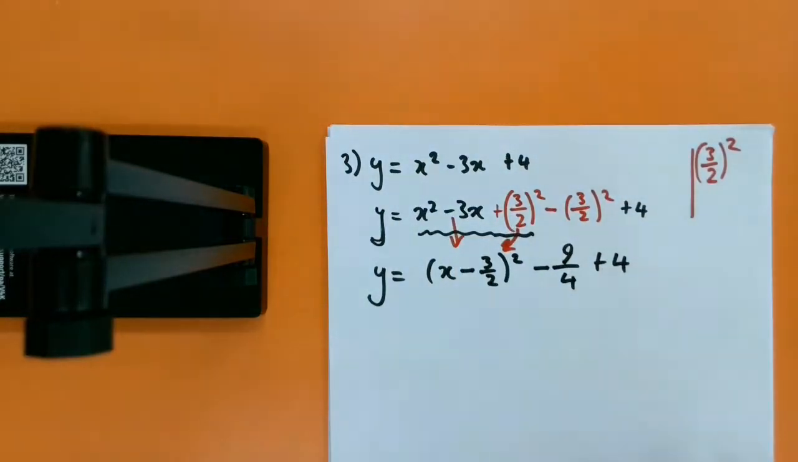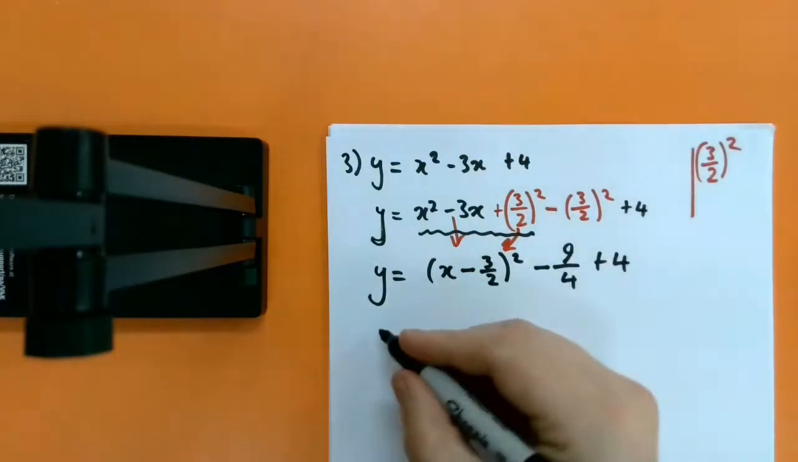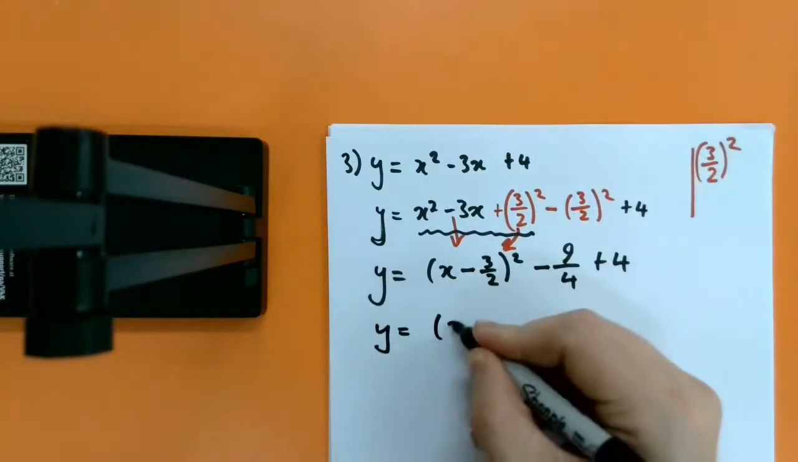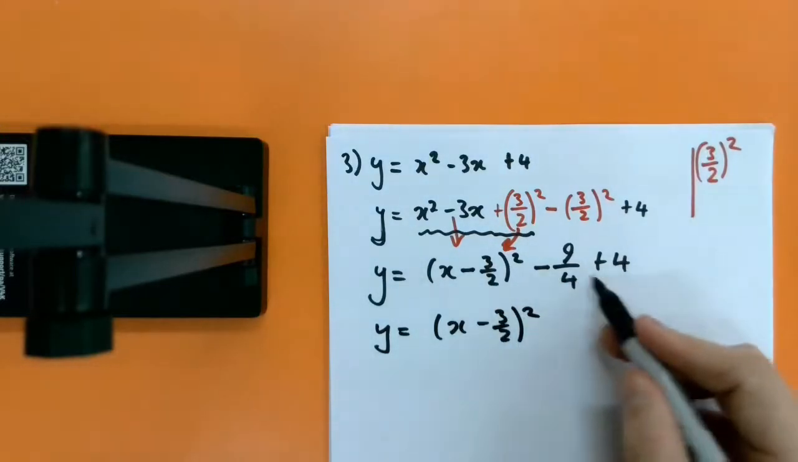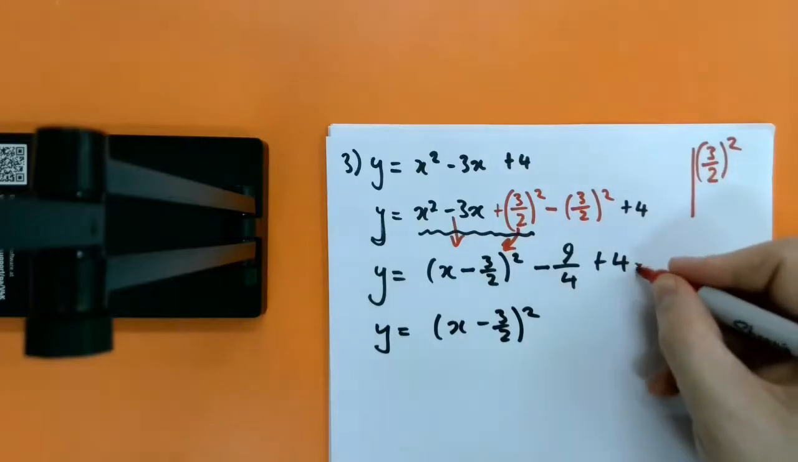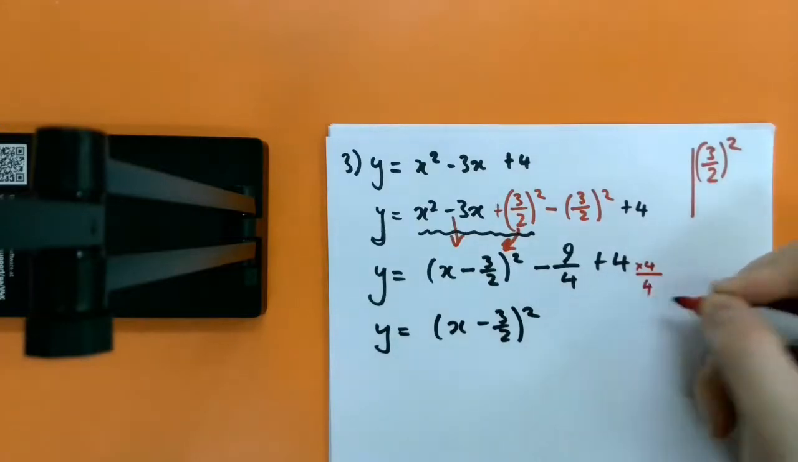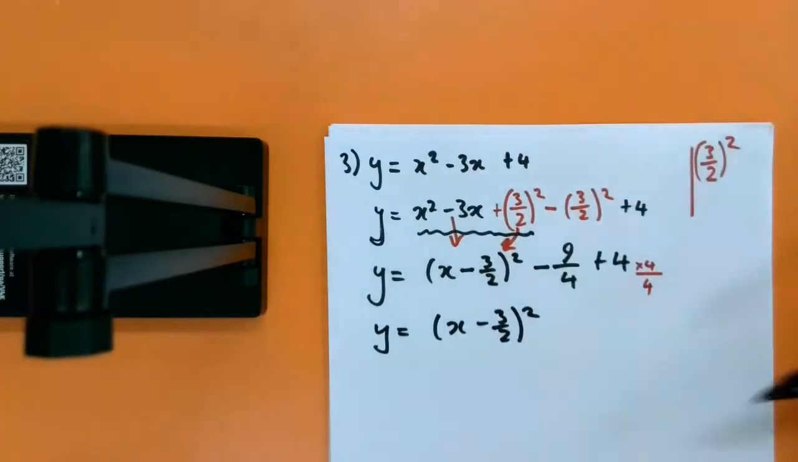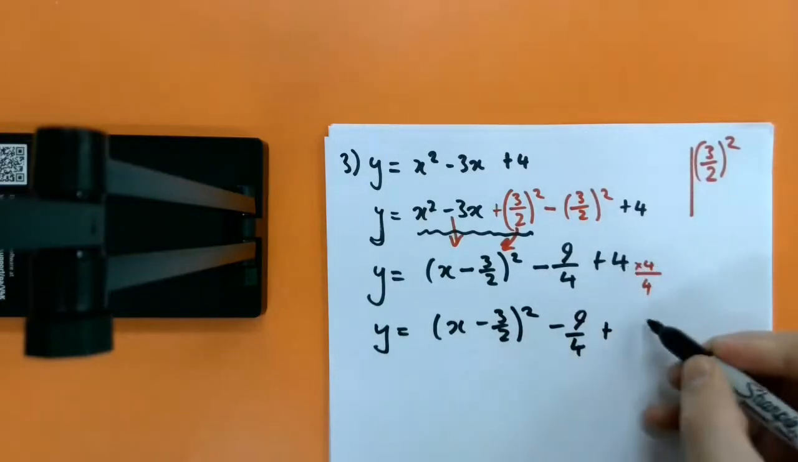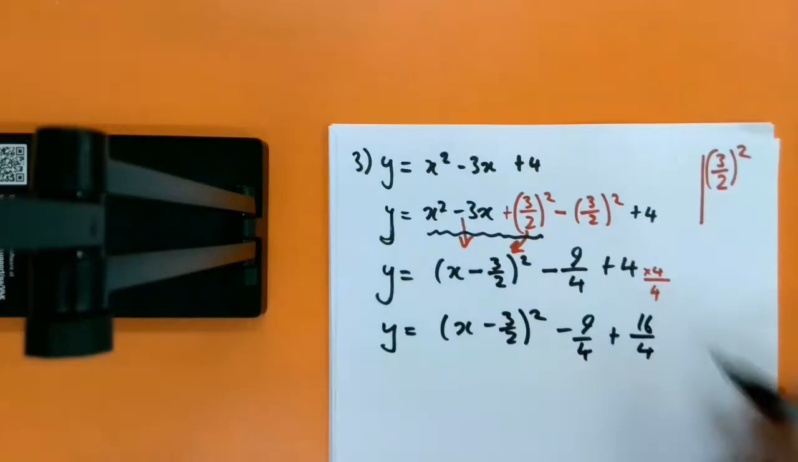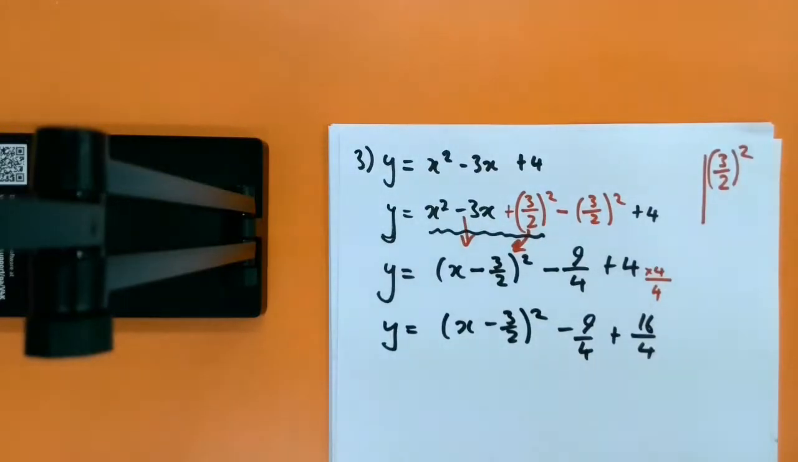Now we can't add these two together directly, so you can either get a calculator at this point, or you can work it out in your head. I'm going to work it out in my head. x minus 3 over 2 all squared. We need these to be on the same denominator, so we have to multiply this by 4 and divide by 4. What we do to the top, we do to the bottom. So now we have minus 9 over 4 plus 4 times 4, which is 16 over 4, and we haven't modified our equation at all just yet.